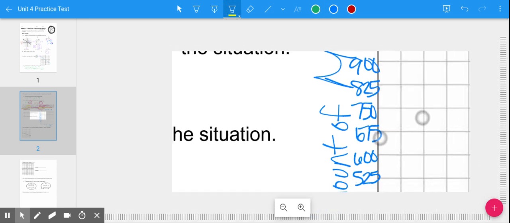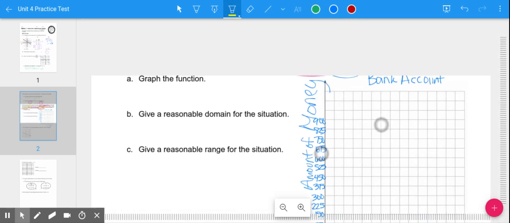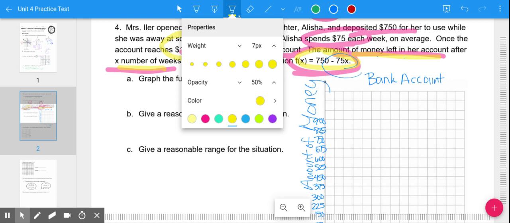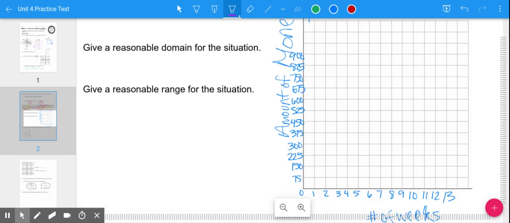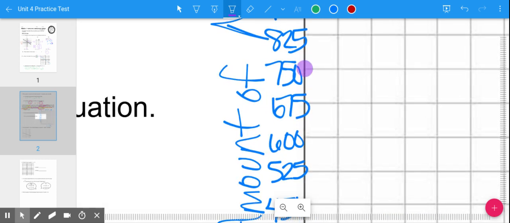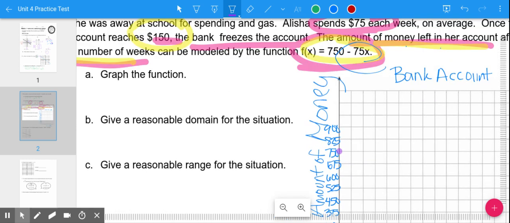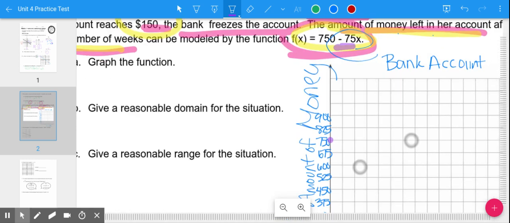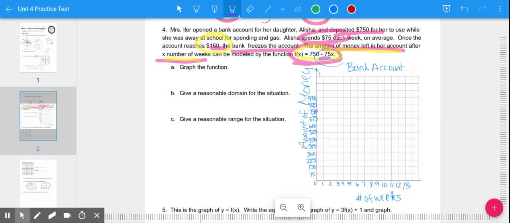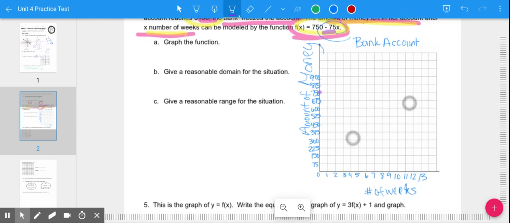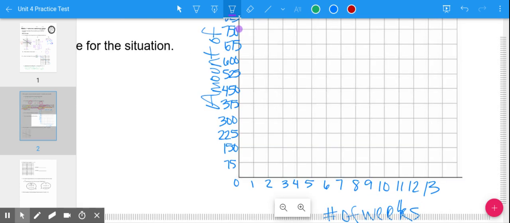So next I'm going to graph. My y-intercept was 750, so that's where my graph is going to start, at 750. And then I'm going down because it's negative. So I have a negative slope, so it's going down by $75 each week. So I'm going to go down $75 and over 1 week. Now, if you remember, it's going to freeze at a point. So it's going to stop when I'm at $150. Then I'm going to draw my line.